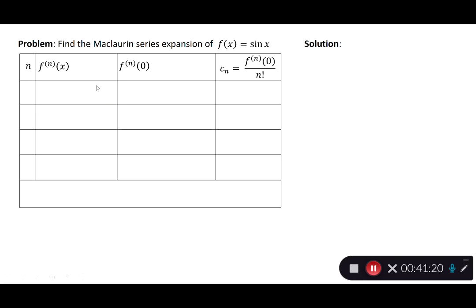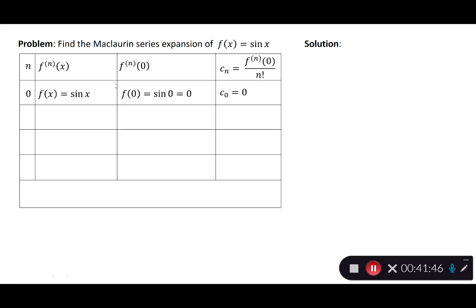Now get busy. Plug in n equal to 0. F to the 0 of x is nothing but f of x, which is sine x. Evaluate that at 0, you get 0. So c sub 0 is 0 over 0 factorial. 0 factorial is 1. Do not panic. Oh man, you got a 0 over 0. No, I don't. I have 0 over 0 factorial, where 0 factorial is 1. So I have 0 over 1, which is equal to 0.